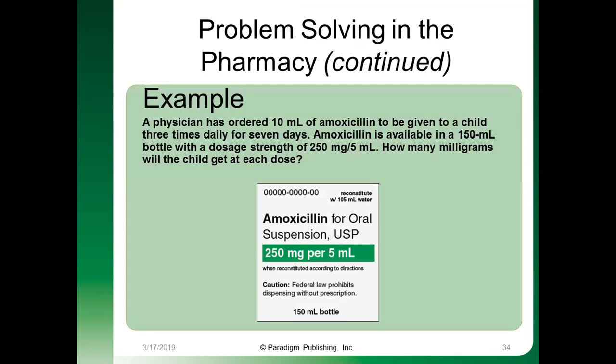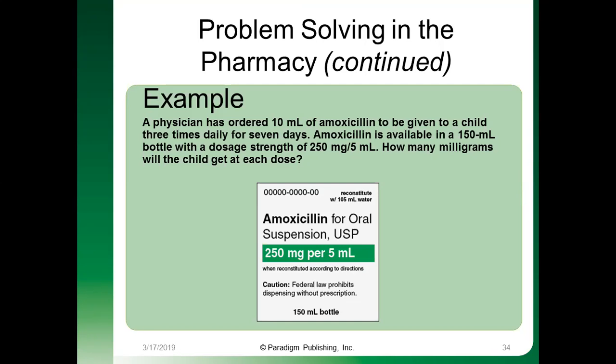So here's an example. A physician has ordered 10 milliliters of amoxicillin to be given to a child 3 times daily for 7 days. Amoxicillin is available in 150 ml bottles with a dose strength of 250 milligrams per 5 ml. How many milligrams will the child get at each dose?